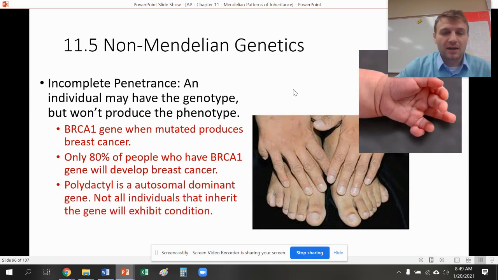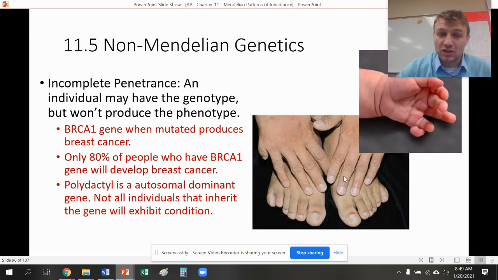Incomplete penetrance is when you do get a genotype, but you won't produce the phenotype. So just because you get, it's called the BRCA1 gene, just because you get this BRCA1 gene mutated, it doesn't mean you always will have breast cancer. This BRCA1 gene deals with breast cancer. 80% of the people who have this mutated BRCA1 gene will develop that breast cancer. So not everyone will develop it.